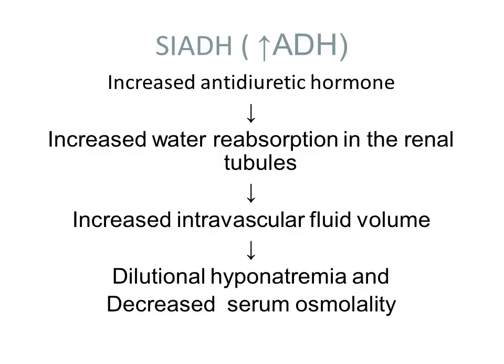So let's look at SIADH, or an increase in ADH, antidiuretic hormone. Increased antidiuretic hormone means increased water reabsorption in the renal tubules. It means increased intravascular fluid volume. When I have increased intravascular fluid volume, I have dilutional hyponatremia. I have the right amount of salt in there. It's just that I have too much water, so it looks like my sodium is low. And I have a decrease in serum osmolality. Lots and lots of water, but it's not thick. It's very thin, my serum osmolality. And I would expect my urine osmolality to be up. I would expect a very concentrated urine.